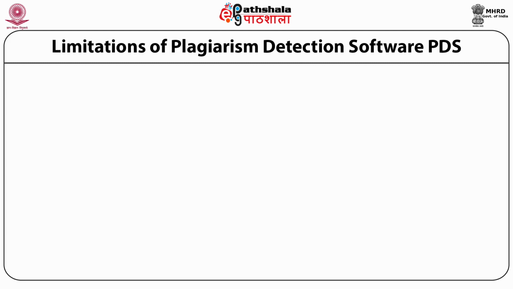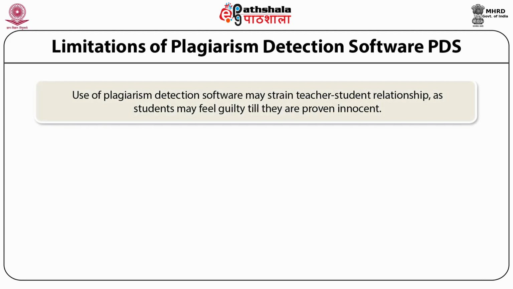Limitations of plagiarism detection software. Use of plagiarism detection software may strain the teacher-student relationship, as students may feel guilty till they are proven innocent. This is because students may think that the faculty are suspecting their integrity. That may cause some kind of strain in the relationship between teacher and student.